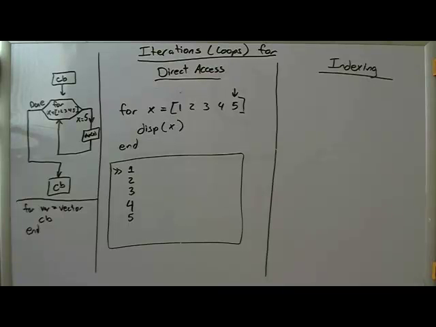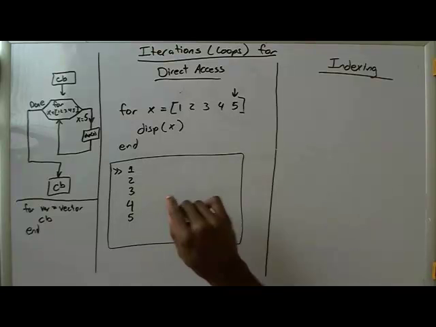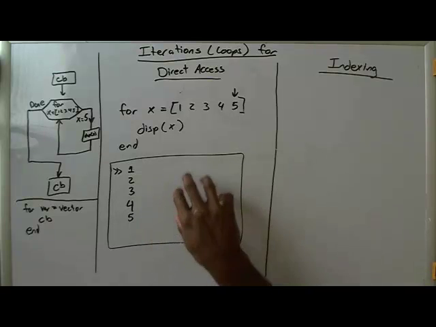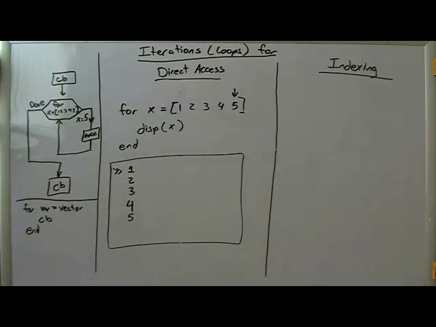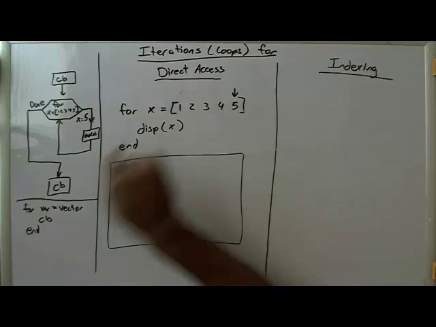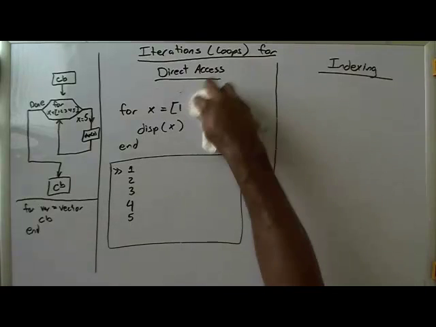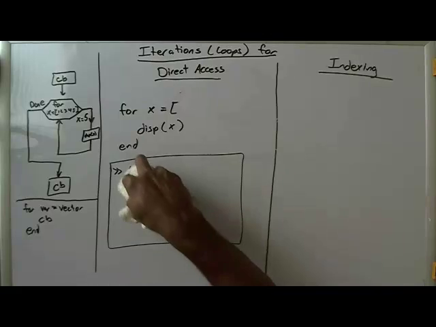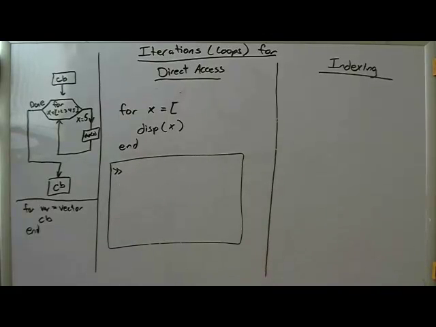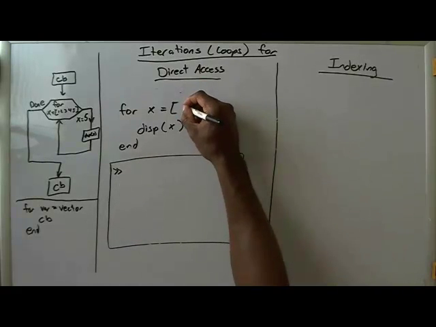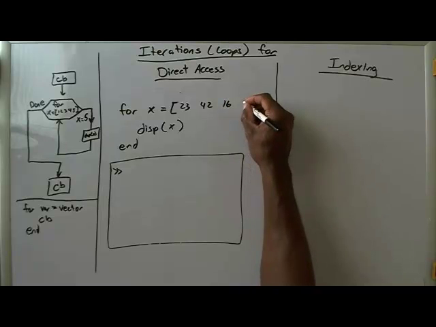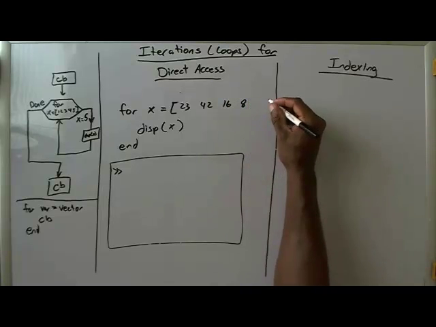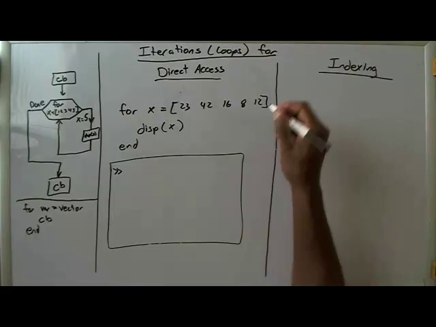Okay, let's do another example. This time I'm just going to go through the code here and not through the block diagram. So let's say instead of 1, 2, 3, 4, 5, x equals, clear my command window, let's say the vector is 23, I don't know, 42, 16, 8, and 12. Say it's that.